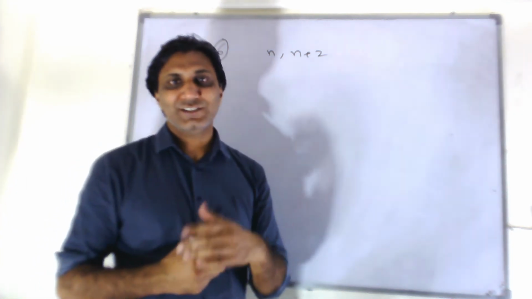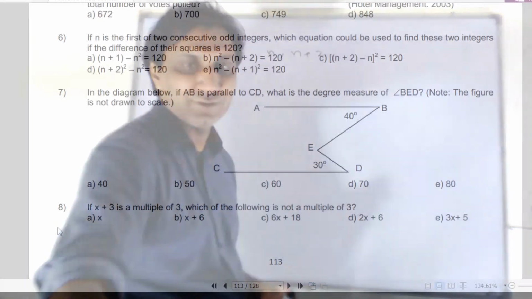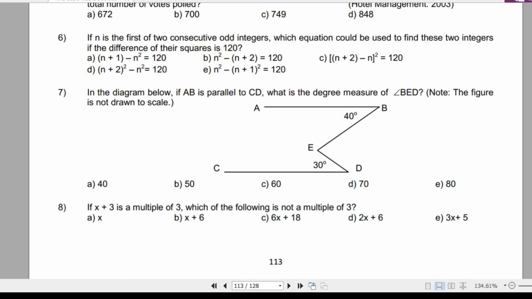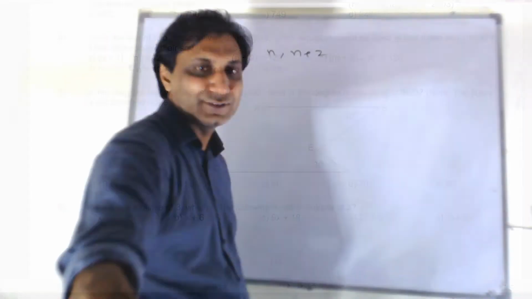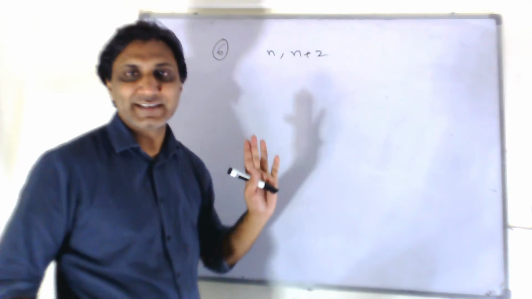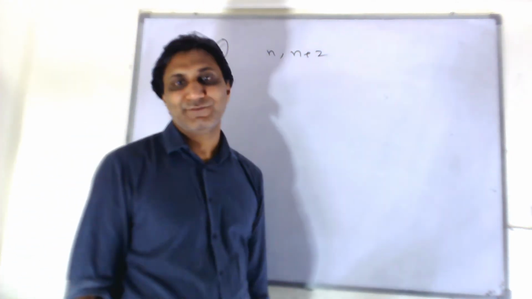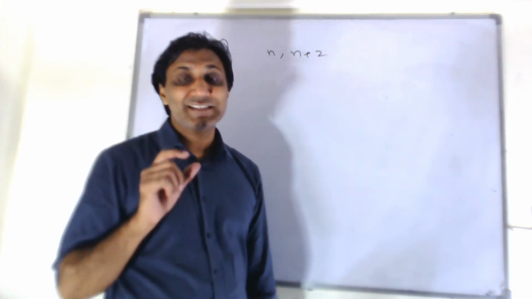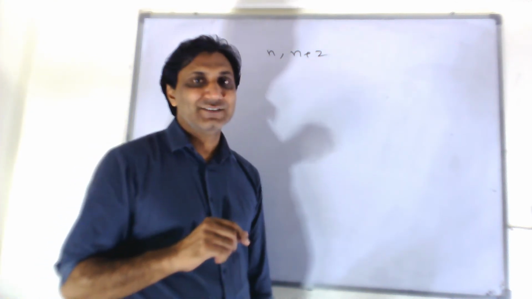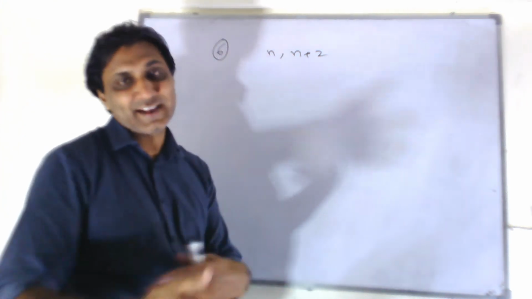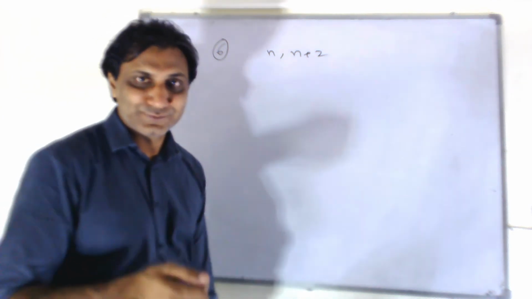Okay, so the question says two odd integers. If n is the first of two consecutive odd integers, these are the first two odd integers. n is the first odd integer and n plus 2 is the next consecutive. The question says consecutive, so the next number should be the right next, plus 2.